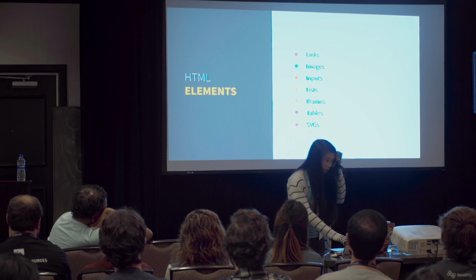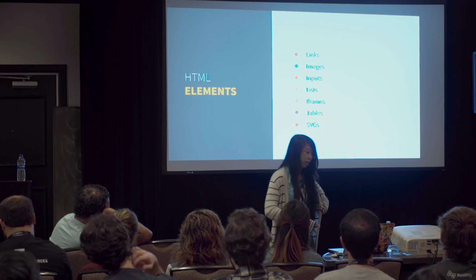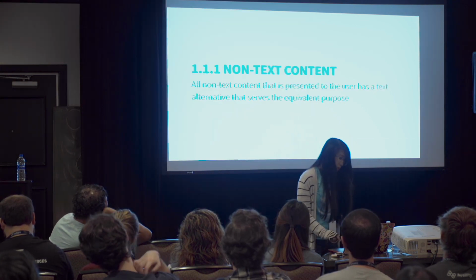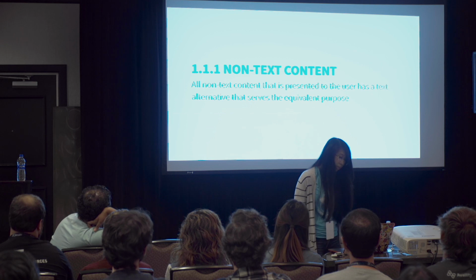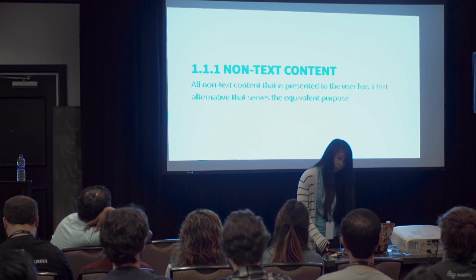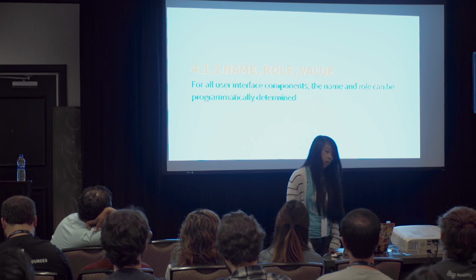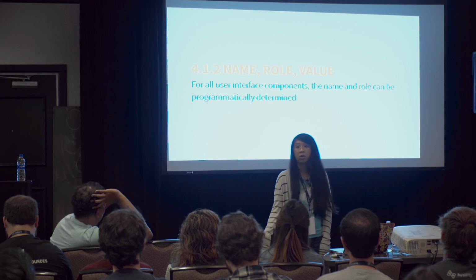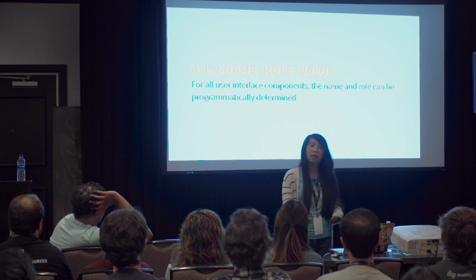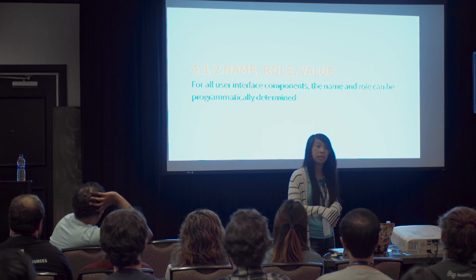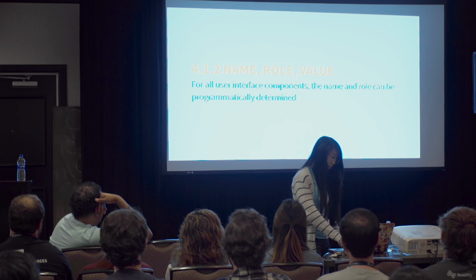OK, so HTML elements. There's some things you have to add to certain HTML elements to make them accessible, and so we're going to go over them now. So the guideline that we're trying to cover is 1.1.1, non-text content. All non-text content that is presented to the user has a text alternative that serves the equivalent purpose. We also want to do 4.1.2, name, role, and value. So if you recall a few slides ago, the screen reader will give this information to the user, so we have to make sure that it does have the information that it needs inside the accessibility tree. So for all user interface components, the name and role can be programmatically determined.